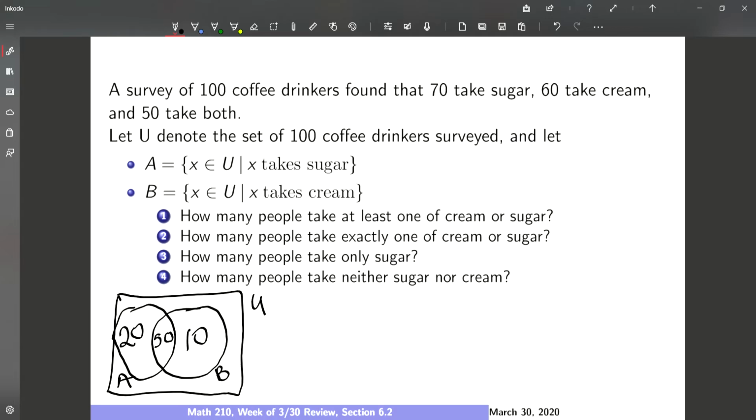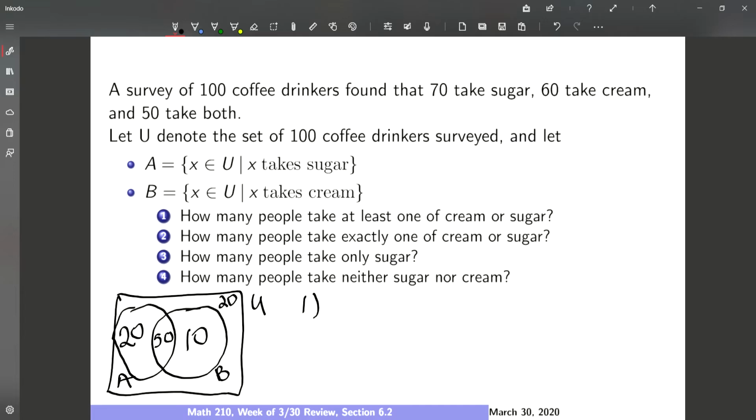Right, so there we have it. And then if we were to add up all those numbers, you get 20 plus 50 plus 10, that's 80. But we know that the universal set contains 100 people. So we know that 20 people are missing. So 20 people are out here. Okay, great. So now we've accounted for all 100 people surveyed. Now let's answer the questions.